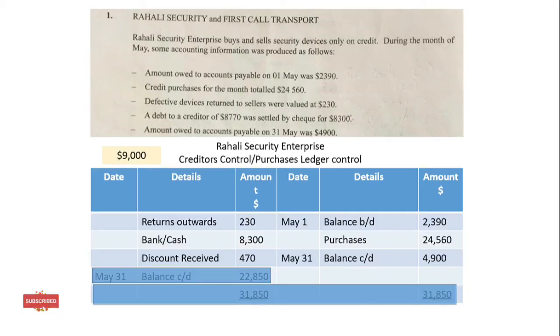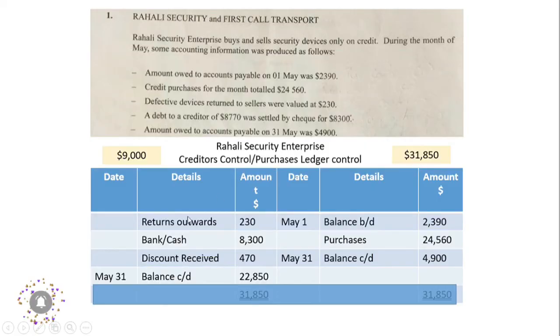The debit side would add up to $9,000 and the credit side would now add up to $31,850. Alright, so if we are going to balance this off, it's obvious that the balance carried down would be on the debit side because the debit side has the least amount, and so we would subtract this 9,000 from the 31,850, and we would get 22,850 to be placed on the debit side of the creditors control account.